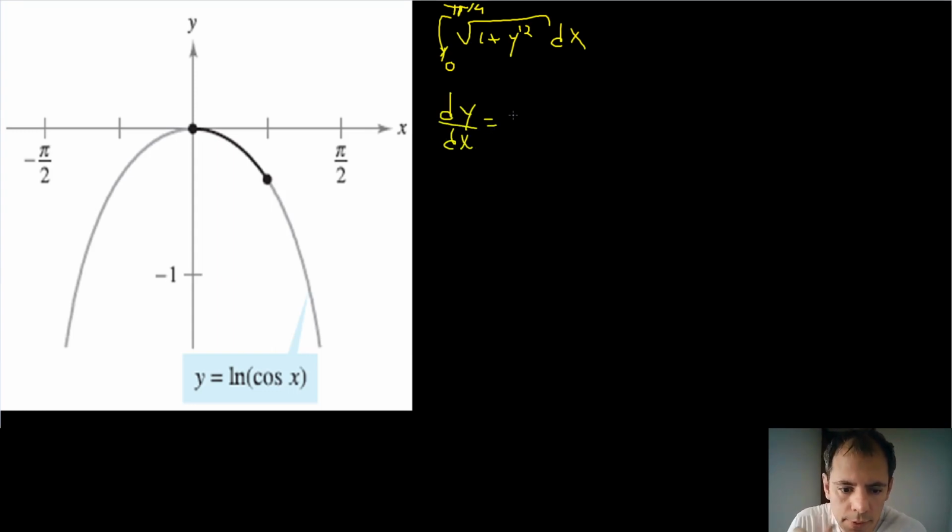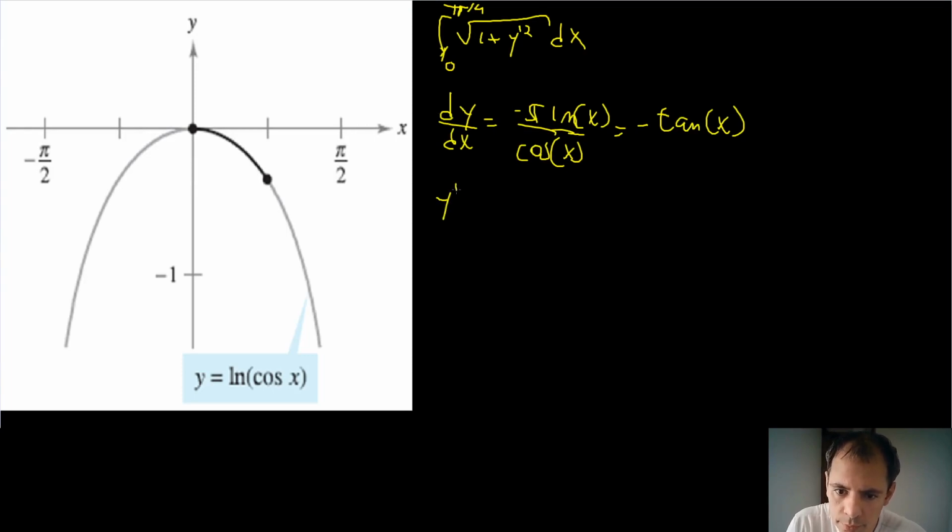Let's do this first, okay? It's going to be 1 divided by the cosine of x times the derivative of the cosine of x, because the cosine of x is the inner function, which is minus sine of x. This equals minus tangent of x. Okay? What is going to be this stuff squared then? So if I square it, it'll be tangent squared of x.